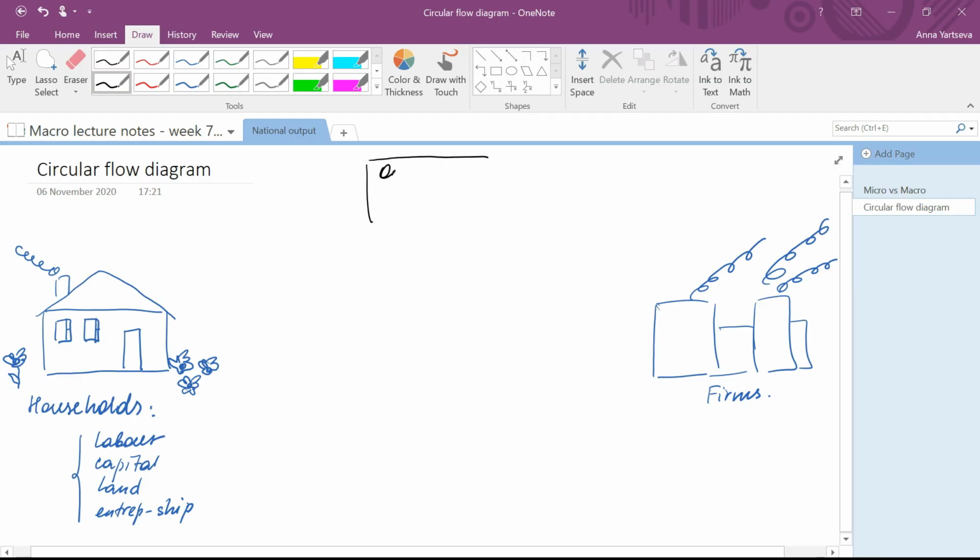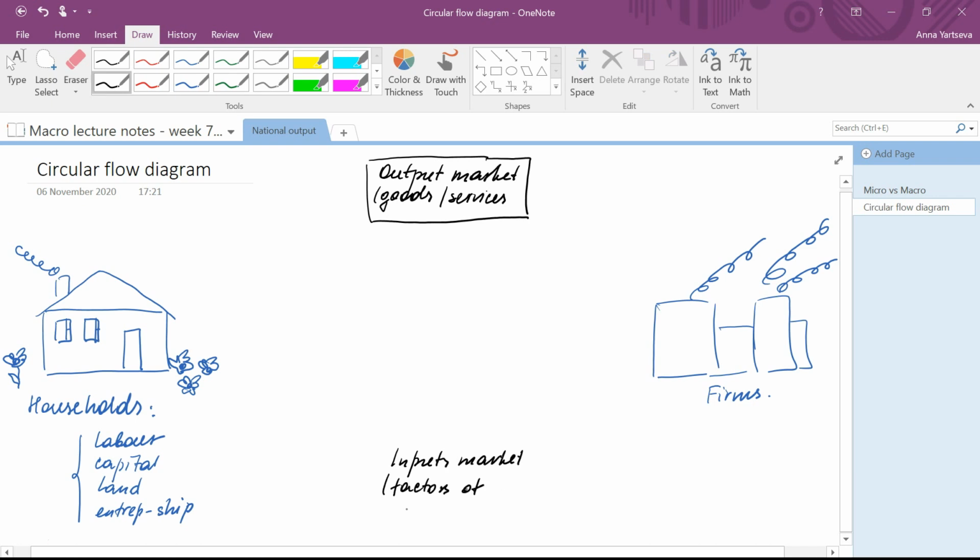The first market is the output market. This is where goods and services are sold and purchased. And another type of market is the inputs market, where all resources or factors of production are purchased and sold. How exactly does this interaction take place?